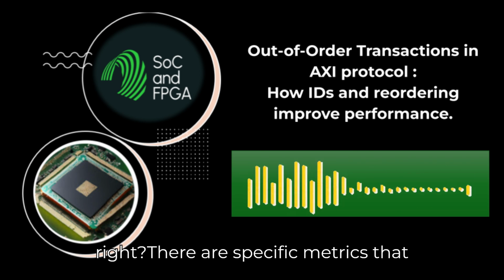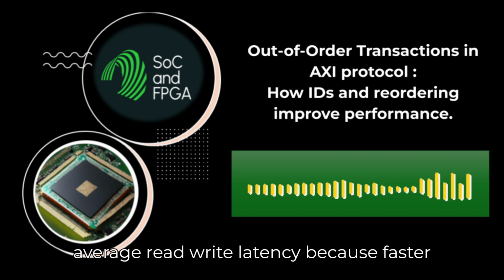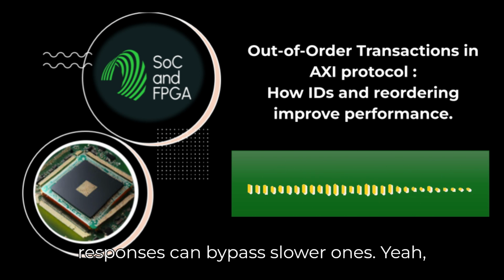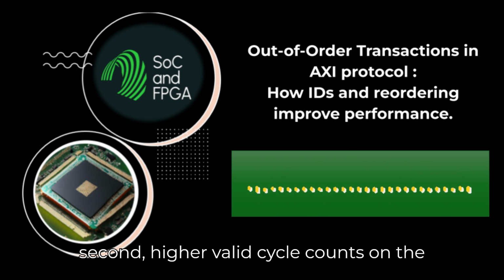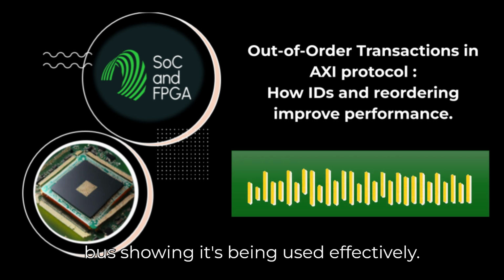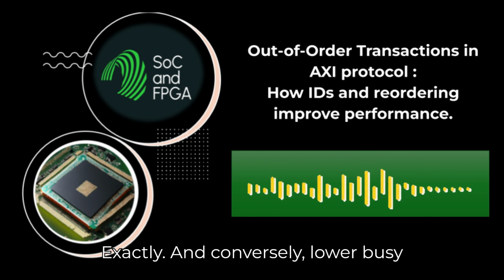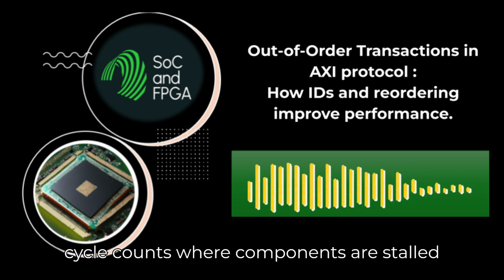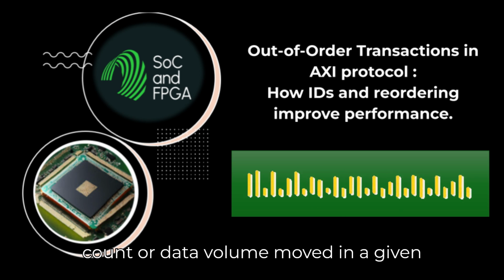And we can measure this, right? There are specific metrics that improve. Definitely. You look for reduced average read-write latency because faster responses can bypass slower ones. Yep. Increased bandwidth, more data per second. Higher valid cycle counts on the bus, showing it's being used effectively. Exactly. And conversely, lower busy cycle counts where components are stalled waiting, plus just the total transaction count or data volume moved in a given time.